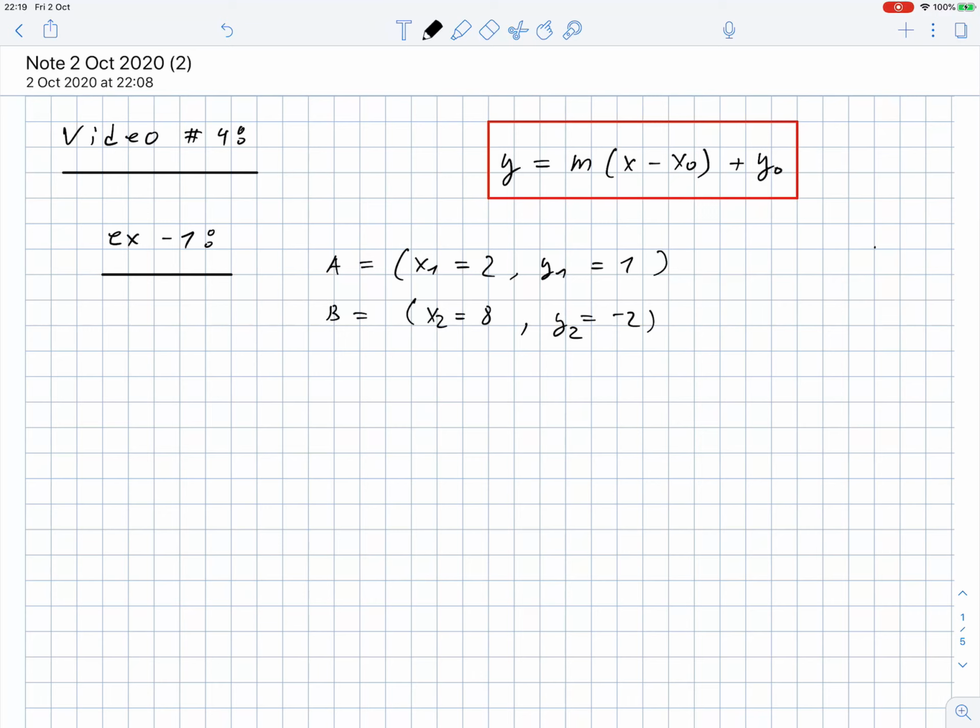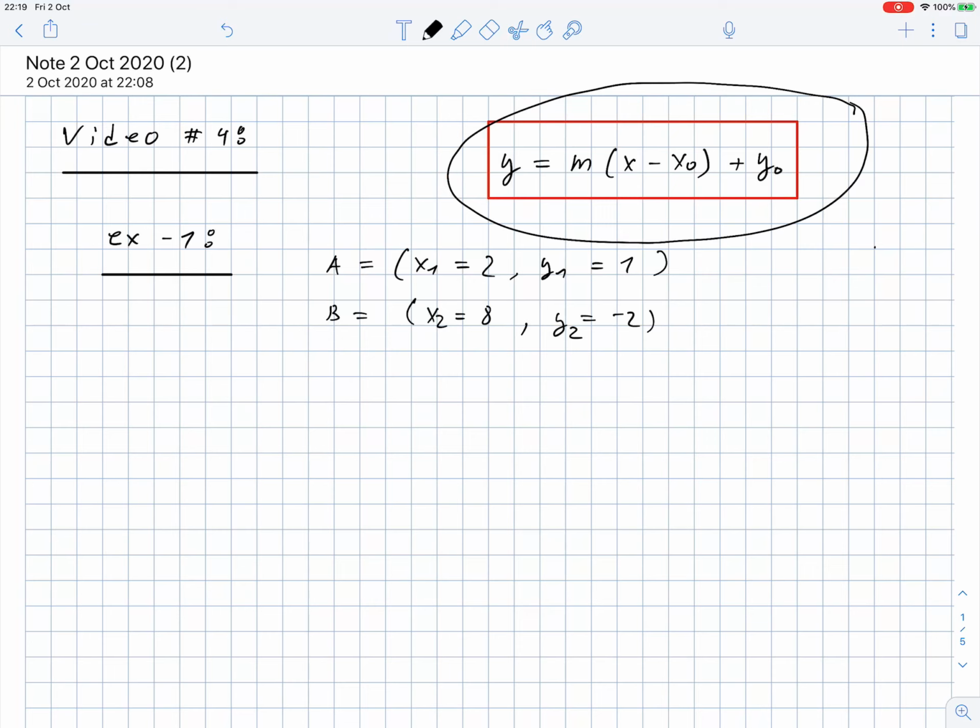Okay, exercise number 1. We are given two coordinates, or you can call them points, and those points belong to some linear function, and we need to find that linear function. You can see here a formula to find a linear function.